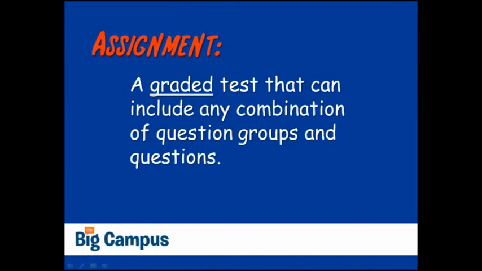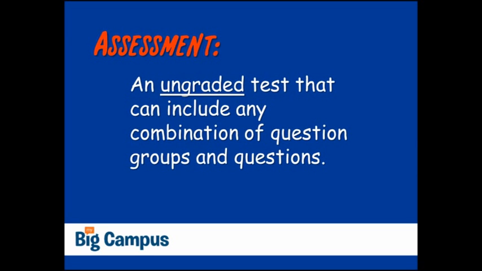The first thing we want to decide is what type of schoolwork we want to assign. This is important because there are types of schoolwork that act more like activities and don't feature any questions, and some don't even receive a grade. An assignment is a graded test that can include any combination of question groups and questions. Same thing goes with a quiz. So really you're just deciding, do I want to call it an assignment or do I want to call it a quiz? An assessment is an ungraded test that can include any combination of question groups and questions. Same thing again goes for a practice quiz. The only variation is in the name.